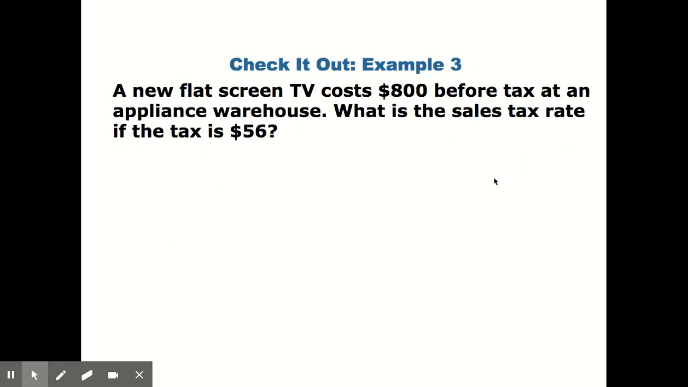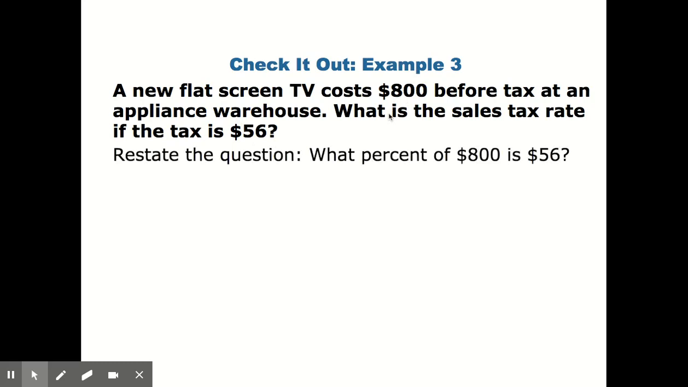Okay, now you try. A flat screen TV costs $800 before tax at an appliance warehouse. What is the sales tax rate if the tax is $56? So we know this is the tax. This is the 100%. We're looking for what percent this is of that. So we rewrite the question as what percent of 800 is $56? Because again, we know the 800 is 100%.